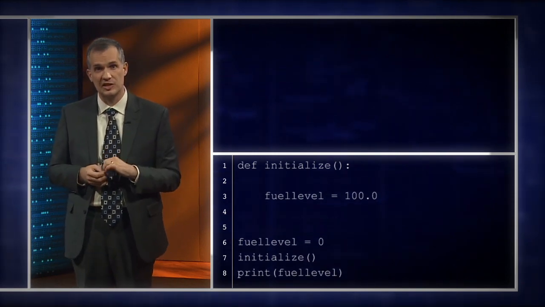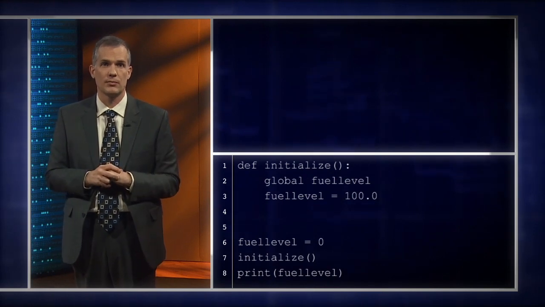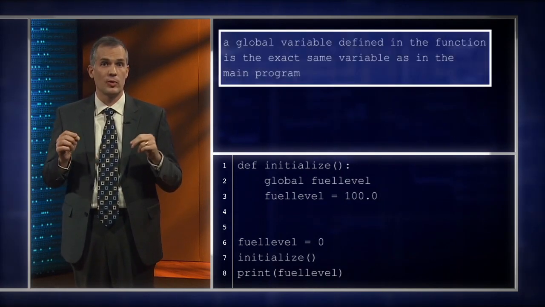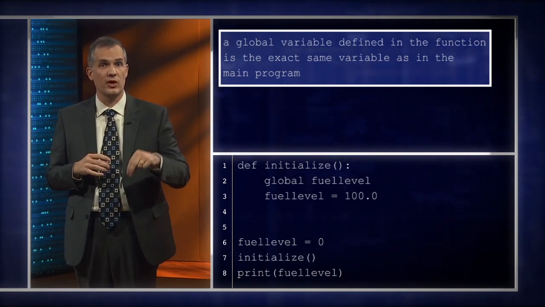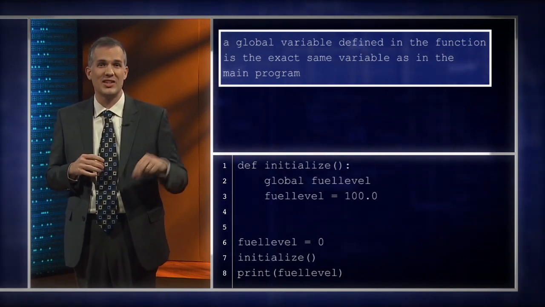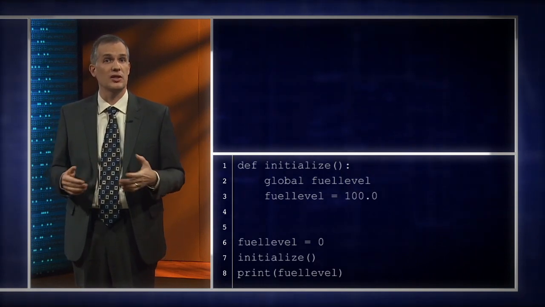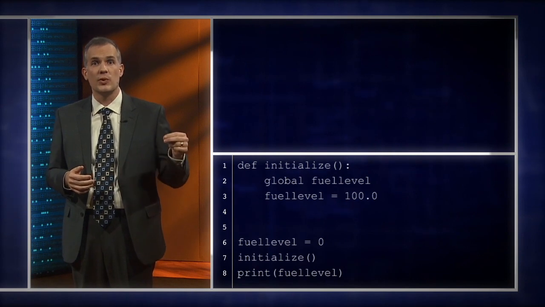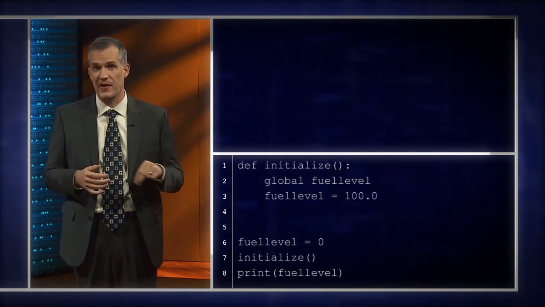Well, we can do this by declaring fuel level to be a global variable within the function. When we declare a global variable in the function, it means that within that function, when we refer to that variable, we're referring to the exact same variable as in the main program. So, in the code you see here, when we set the value of fuel level to 100, we actually do change its value in the main program.